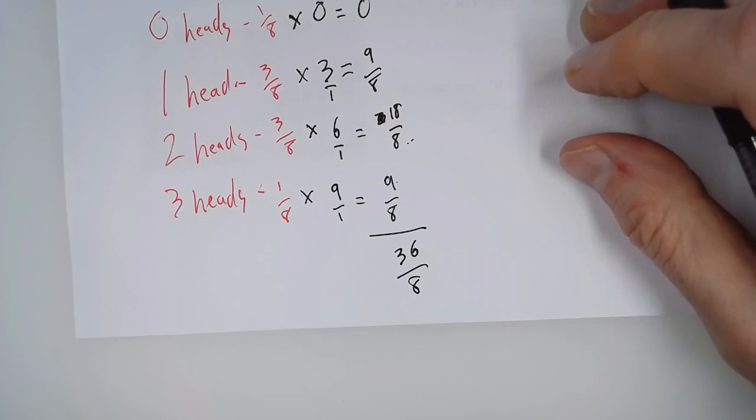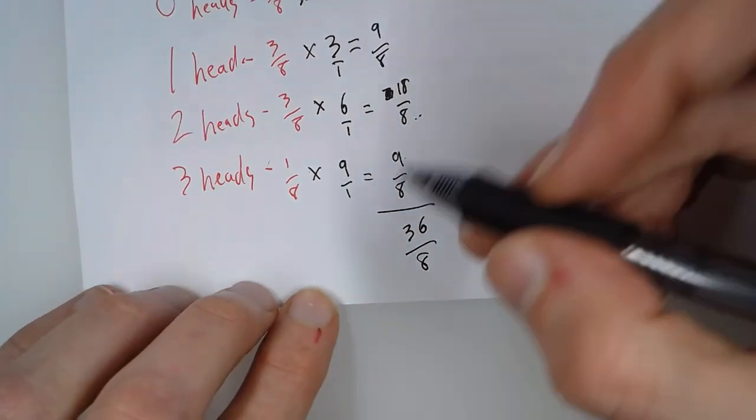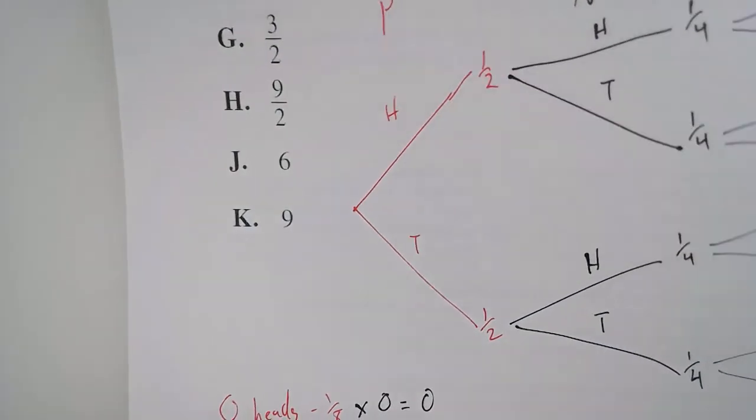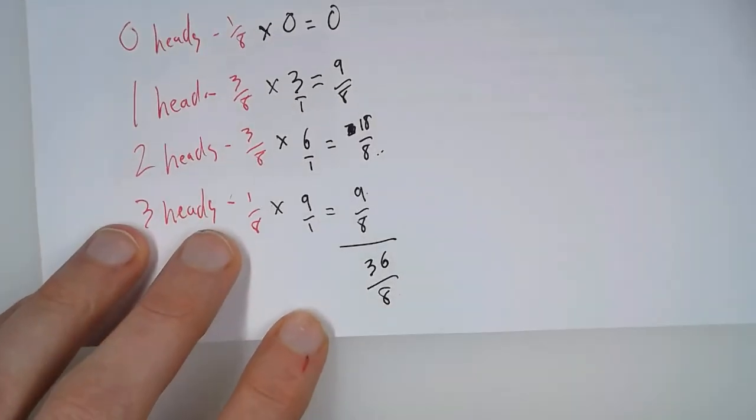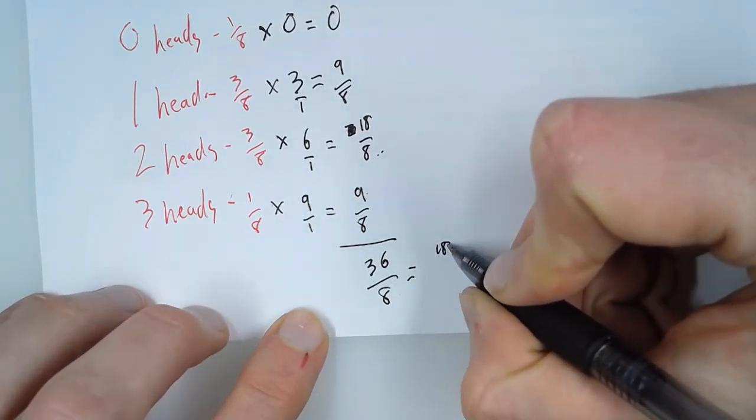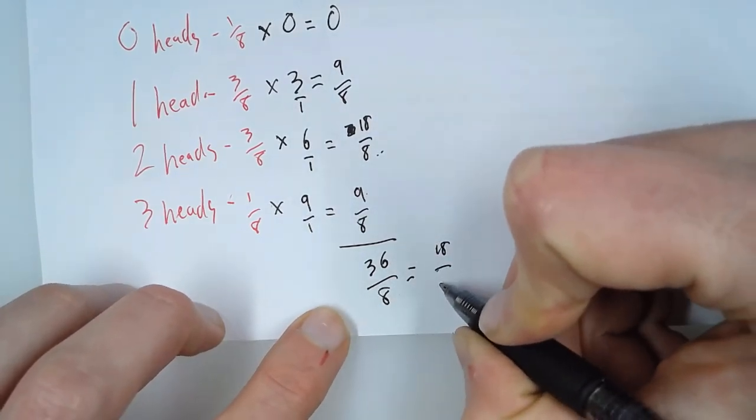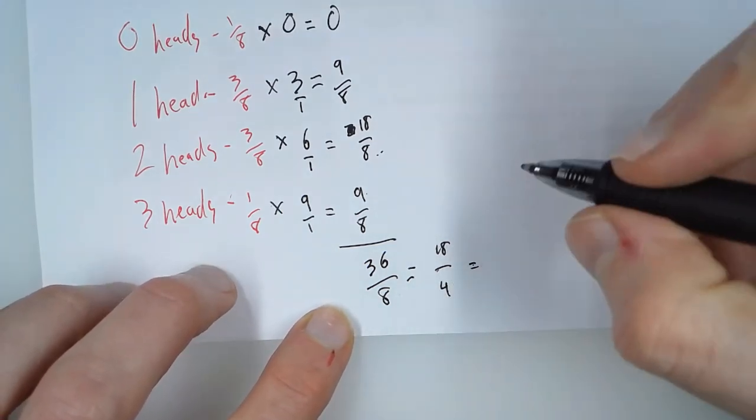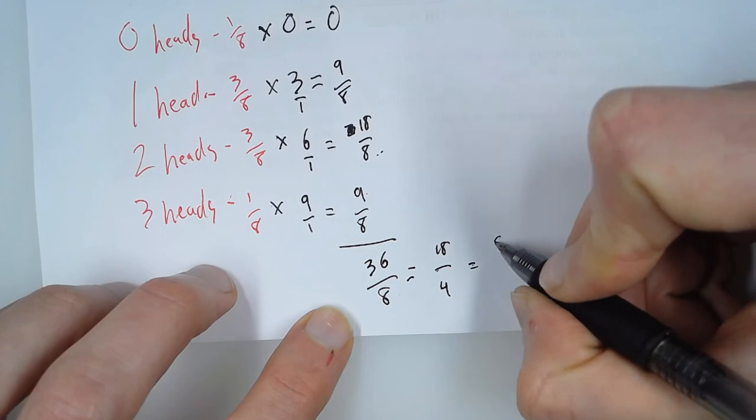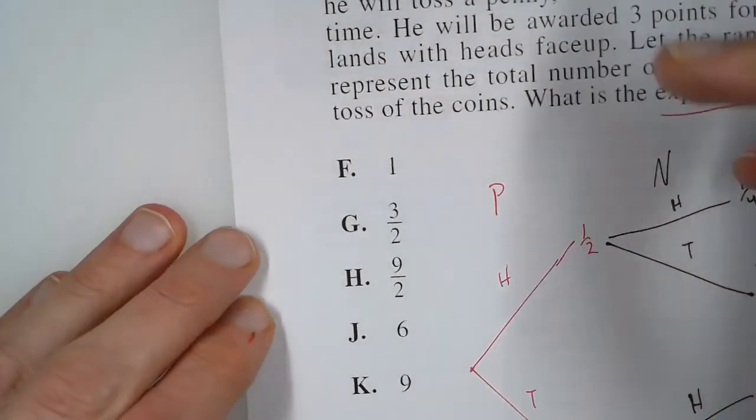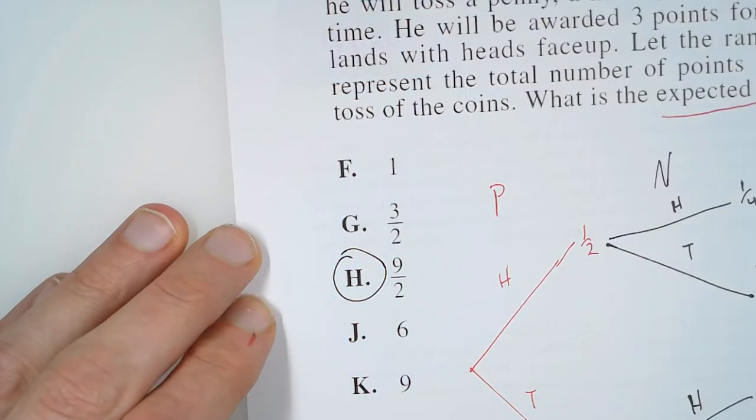So now at this point, I look and I see that 36 over 8 isn't one of my answers. Well, that's because I can reduce this. So if I take a 2 out of the top, I get an 18. Take a 2 out of the bottom, I'm left with 4. And 18 over 4 isn't up there, so I got to keep going. So I take a 2 out of the top again, and I take a 2 out of the bottom again. 9 halves. And so that right there is our answer.